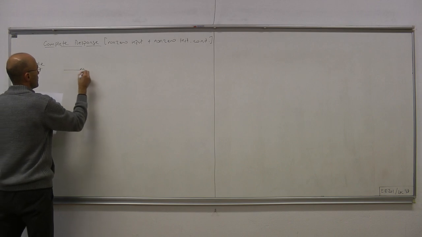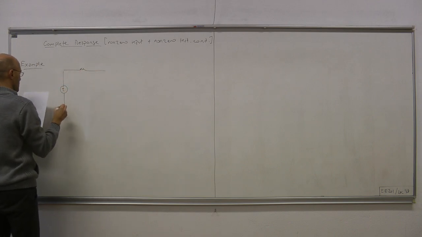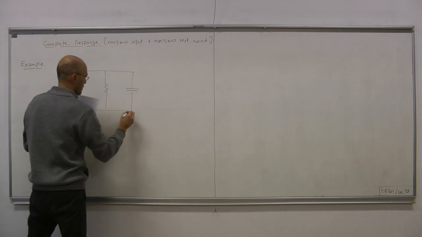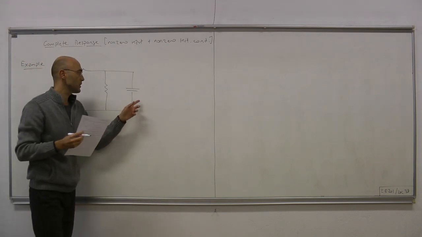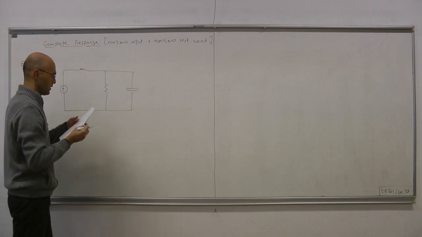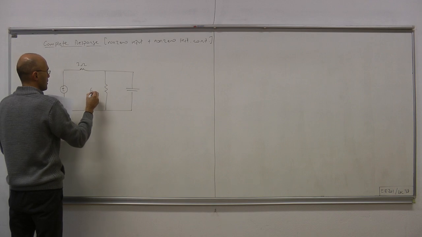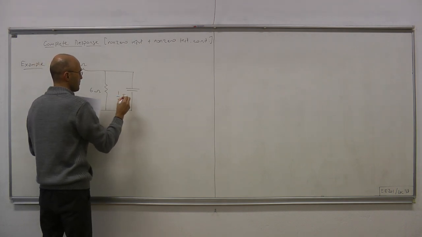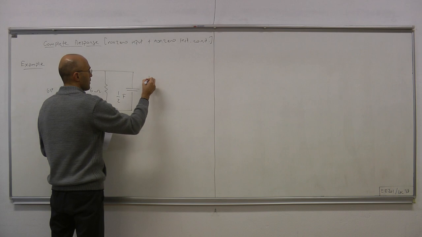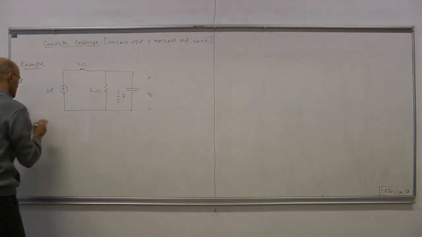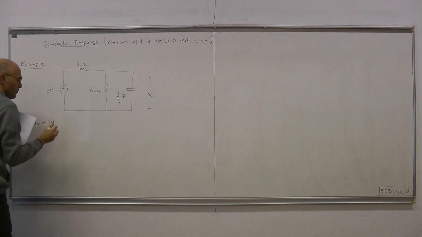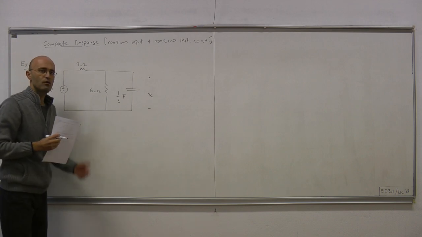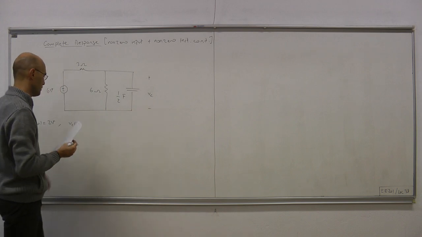Consider the following first order circuit. 3 ohm, 6 ohms, a constant source of 6 volts, and the capacitance is 0.5 farads. This is the capacitor voltage, and initially the capacitor voltage is 2 volts. What we're asked for is vC(t), the capacitor voltage for t greater than or equal to zero.